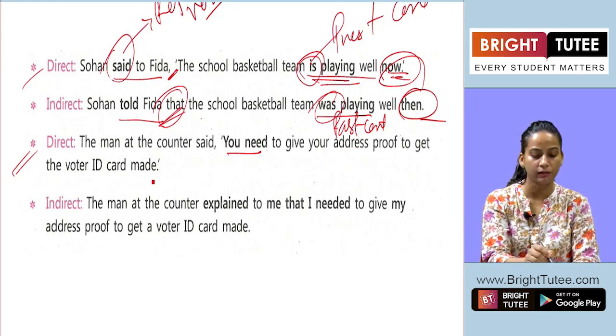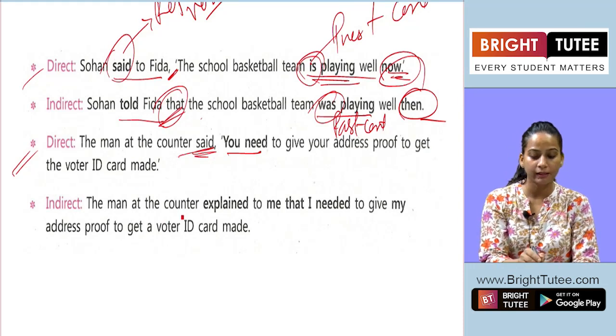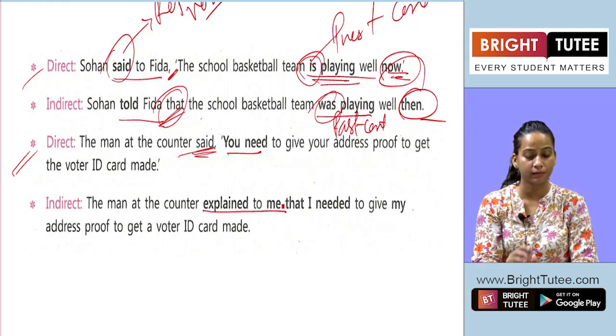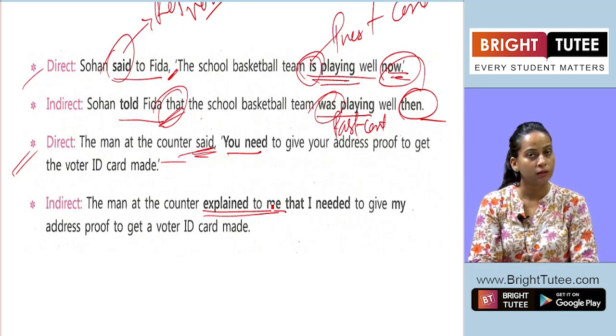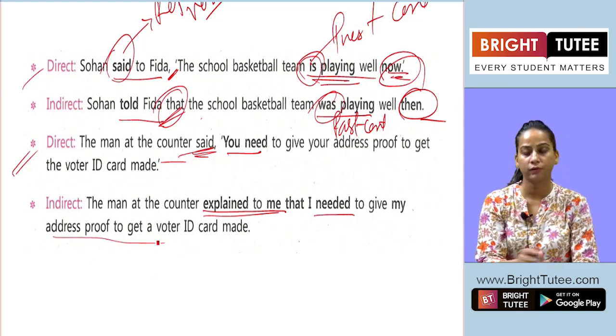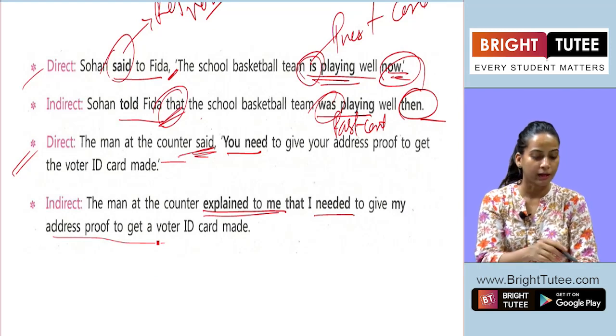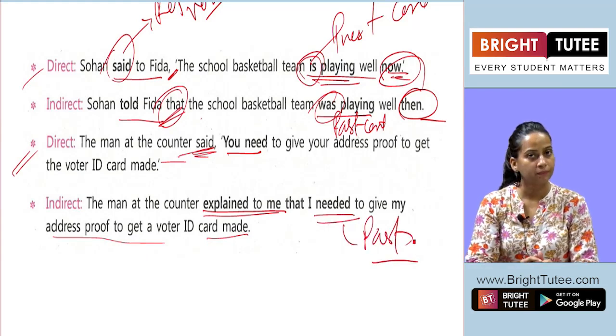Another example, the man at the counter said, you need to give your address proof to get the voter ID card made. So here accordingly we will see how we have to change it into indirect one. The man at the counter explained to me. This we have to use according to the given sentence, whether it is told or something being informed or something being asked. Clear? That I needed to give my address proof, the rest of the sentence is going to be the same. Address proof to get a voter ID card made. So that will change into past. Present will change simply into the past tense.